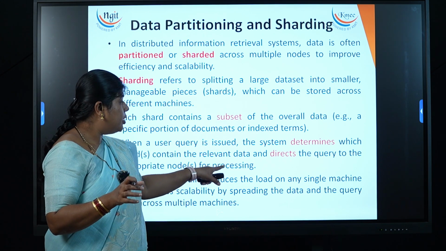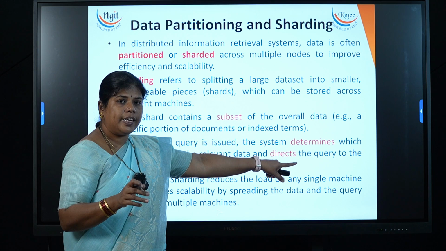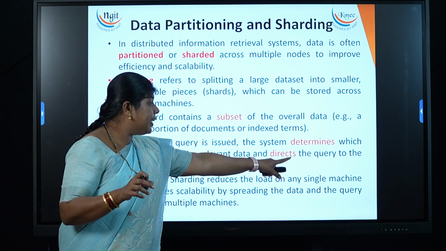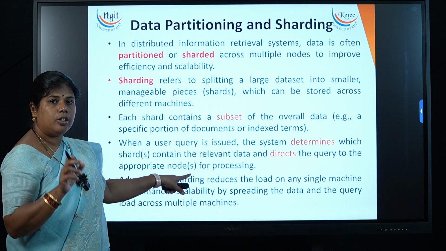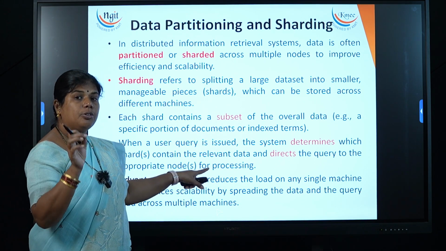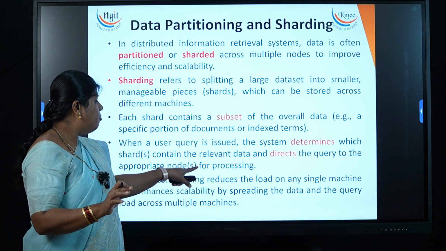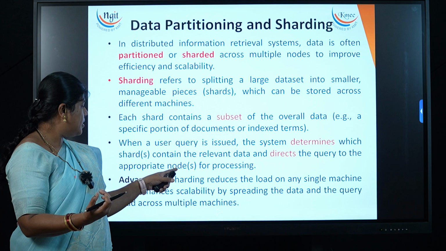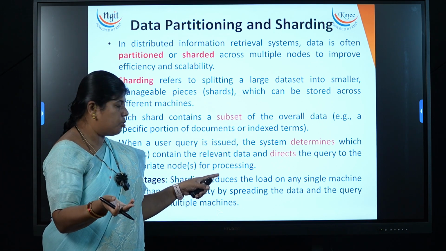Your index should direct the query correctly to that shard. The query should be directed to the appropriate node. The query should be directed to the appropriate partition for processing. Only then can you access the data from that system and produce the results for the user.